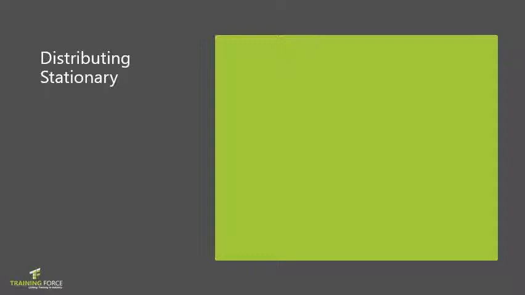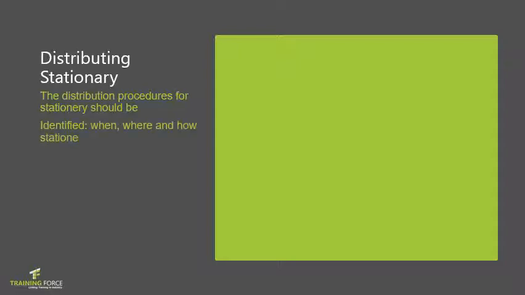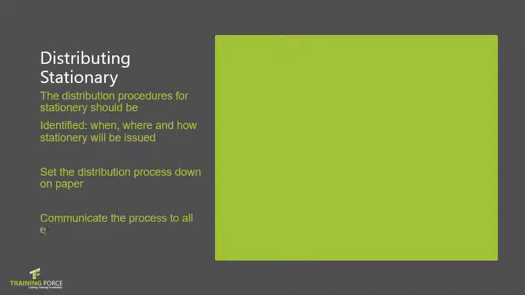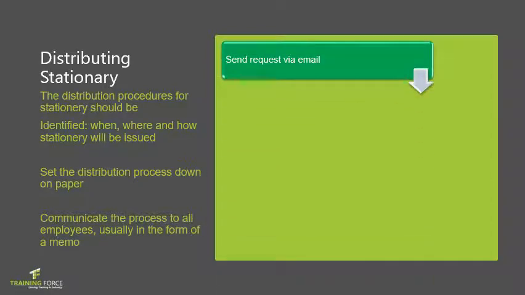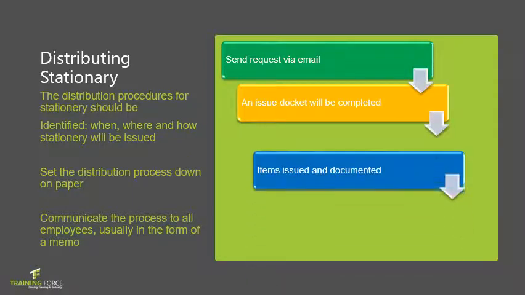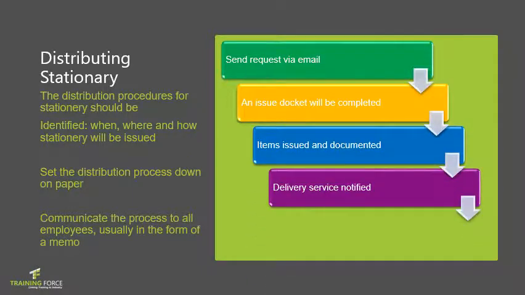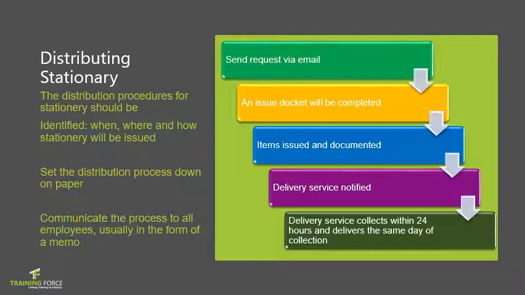As part of the stationery procedure, the distribution processes or procedures should also be included. Your procedures for distributing stationery could look something like this: identify when, where and how stationery will be issued, set the distribution process down on paper, communicate the process to all employees, usually in the form of a memo, send a request via email, an issue document will be completed, items issued and documented, delivery service notified, delivery service collects within 24 hours and delivers the same day of collection.